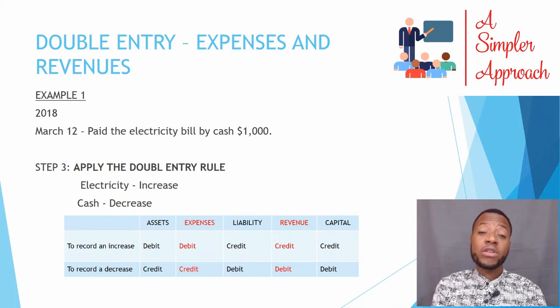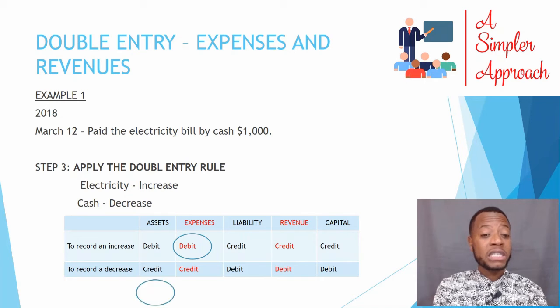Now remember that the double entry rule for assets is the same rule for expenses, and the rule for liabilities is the same rule for revenues. Okay? So, our expense of electricity has increased. When expenses increase, we do what? We debit. Okay? Cash decreased as a result of paying the expense. When an asset decreases, we credit.